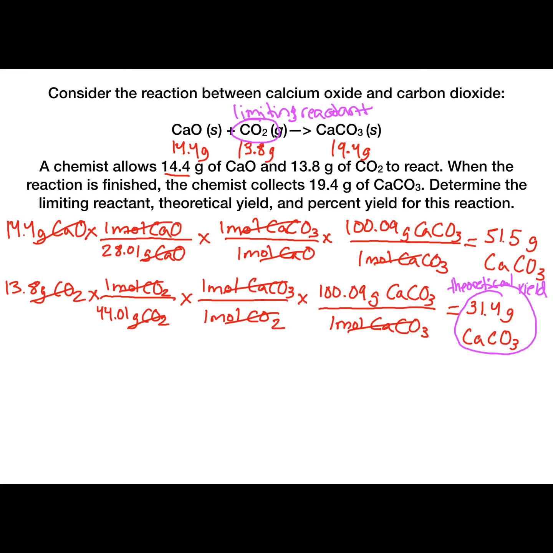Now from this, we can calculate our percent yield. So our percent yield is equal to our actual yield, which was 19.4 grams, over our theoretical yield of 31.4 grams times 100. So we plug this into our calculator and we get 61.8%.